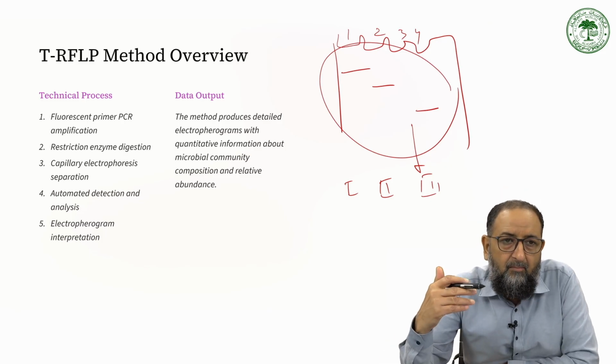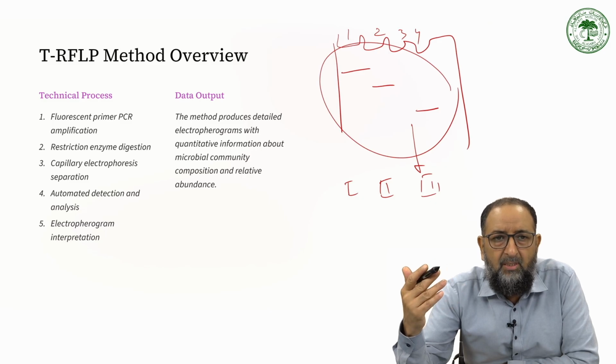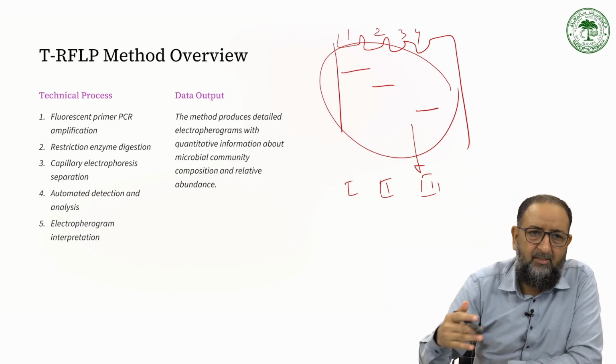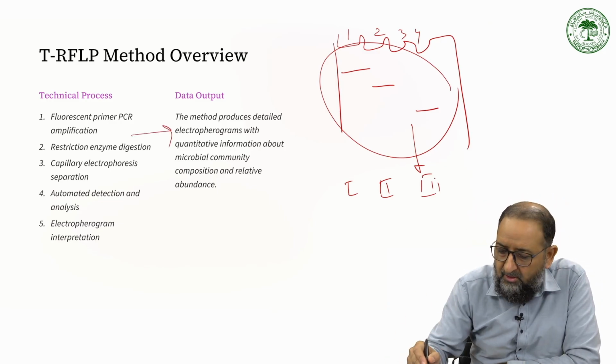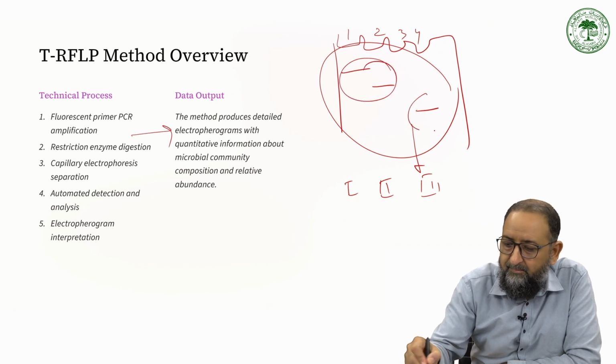Okay. Now the T-RFLP method overview means you have to look into what the overview of this method is. Okay, I have already explained in detail, so this is just an overview, and this is the data outcome. So this is the data outcome in terms of banding patterns, right?